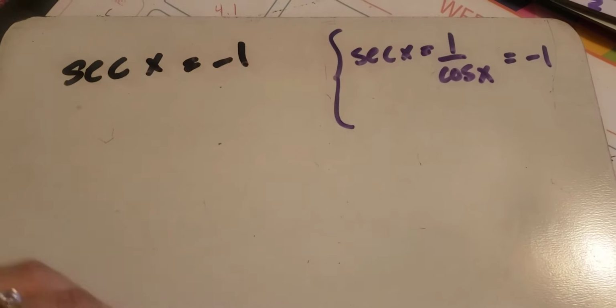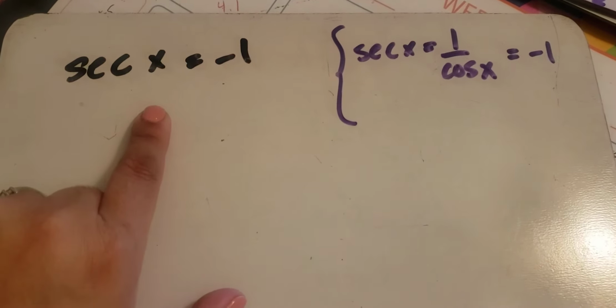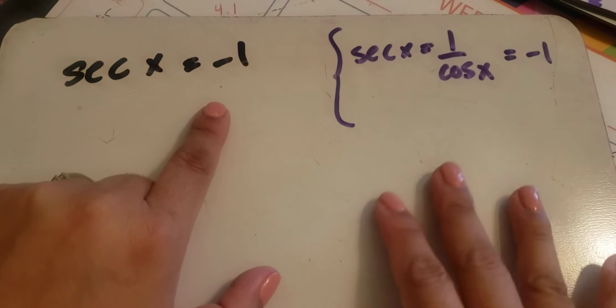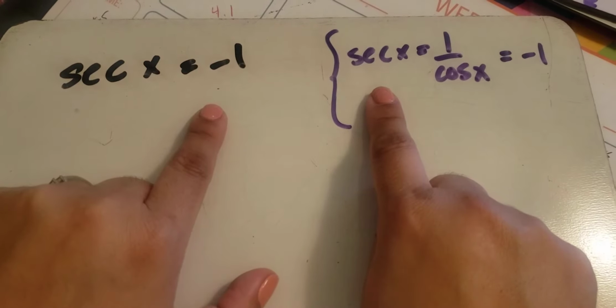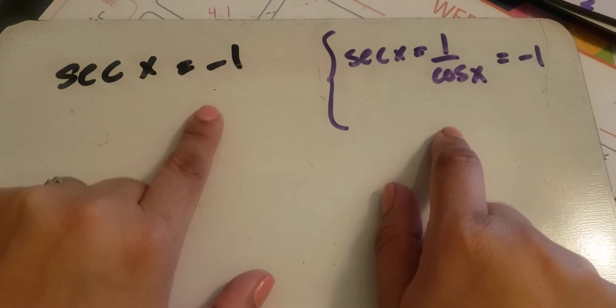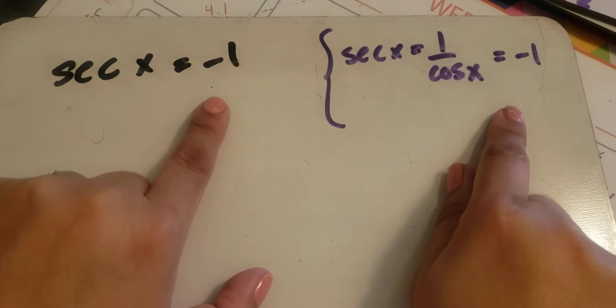Okay, as always, we managed to get our trig identity equation down to secant of x equals negative 1. And just as a reminder, because I like to use the unit circle, secant of x is the reciprocal, 1 over cosine of x. And then we know that our solution was negative 1, okay?